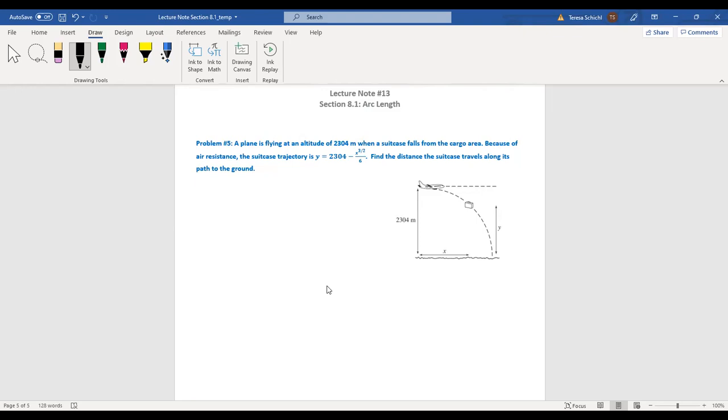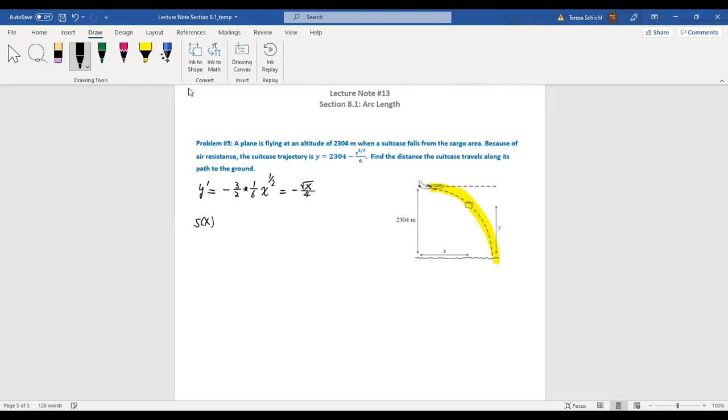So I want to find this is the path, right? It travels. So I want to see what is the path it travels here, all right? Okay, so the first thing here, we know y is equal to 2304 minus x^(3/2) over 6. So let's use y prime, that is dy/dx. So this will be negative 3/2 times 1 over 6, and this is x to the 1/2. So we give you negative 1/4 square root of x. And then this is dy/dx, right?